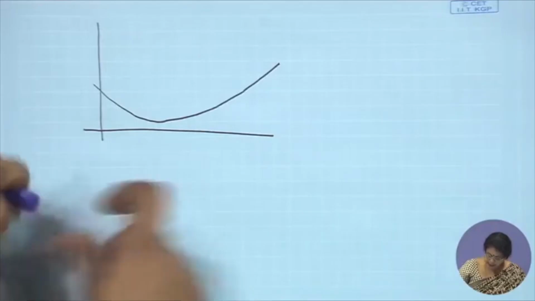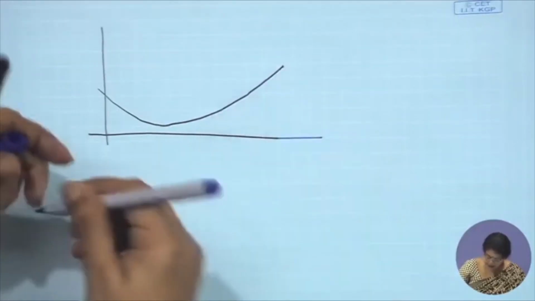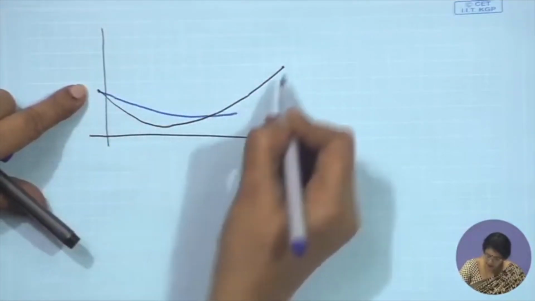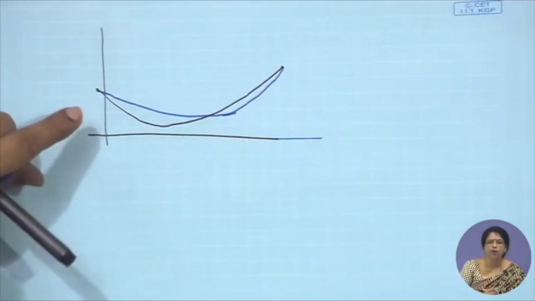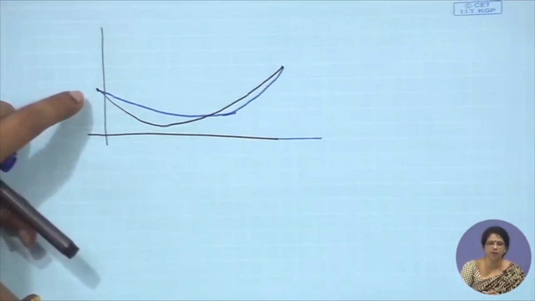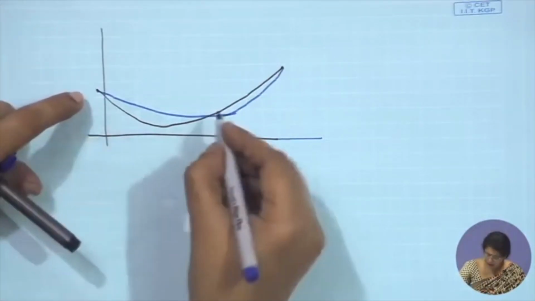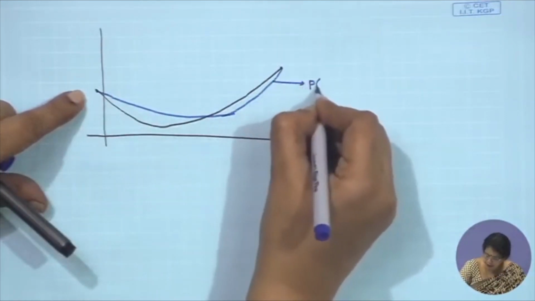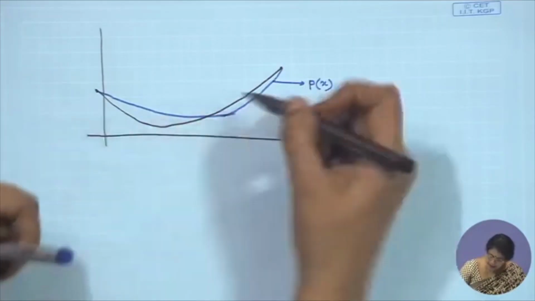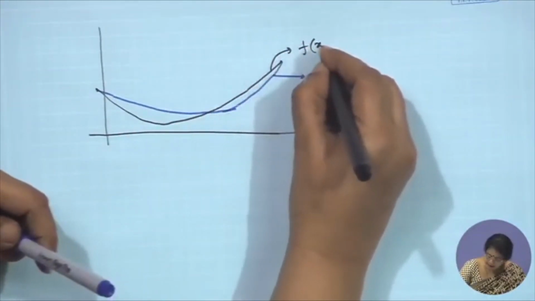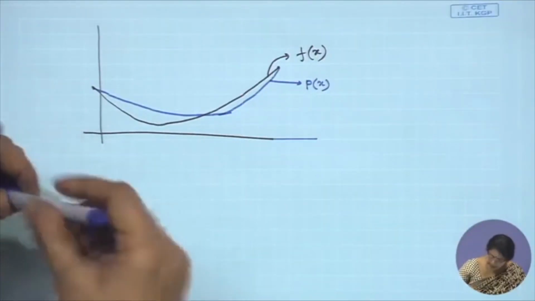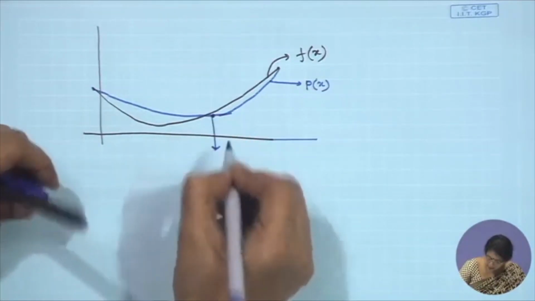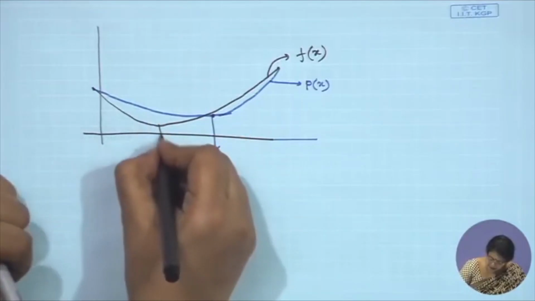We are interpolating a polynomial within these 2 points, say a quadratic function. A quadratic function can be considered as a parabola. If I find the minimum of this polynomial, this is my fitted polynomial Px and this is my given Fx. What we can see is that the minimum of Px is coming almost here, but the minimum of Fx is expected here.